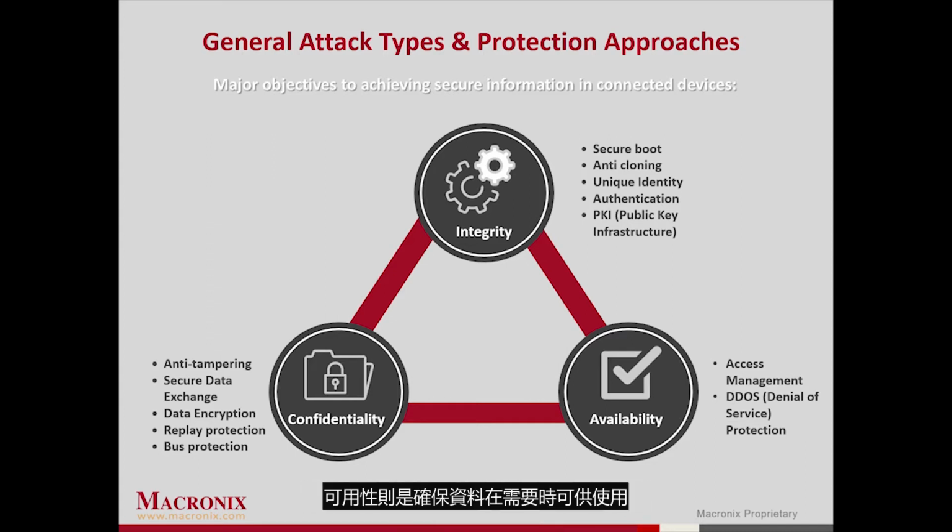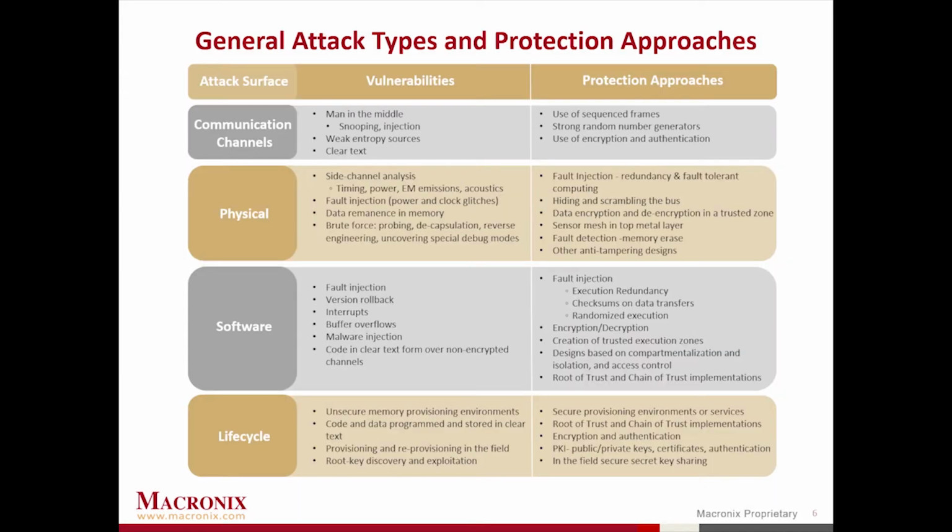And then with availability, we're talking about making sure that the data is available when it's needed. And so you need a good access management design to really protect against denial of service attacks. The table shown below lists some of the more general attack types and protection approaches. To the left here, I show some of the more common attack surfaces, like communication channels, physical components of the design, the software, or even aspects or phases in the life cycle where a product is most prone to attacks.